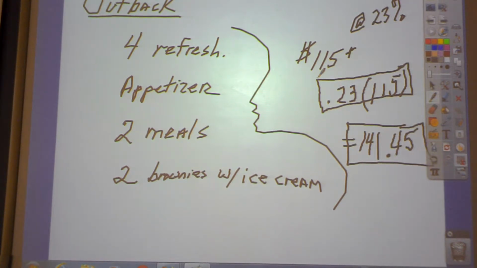Okay. Take the percent times 115 and then add it back. That's why. Now, if you just want to find out the tip, then that'd be 115 times 0.23. That's just the tip. But you got to add it back because people add it to their credit card or whatever. That's why.